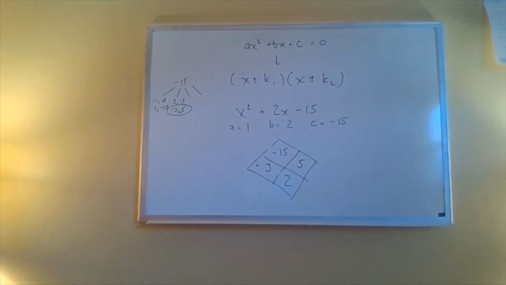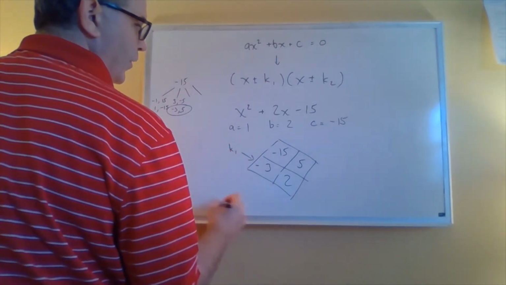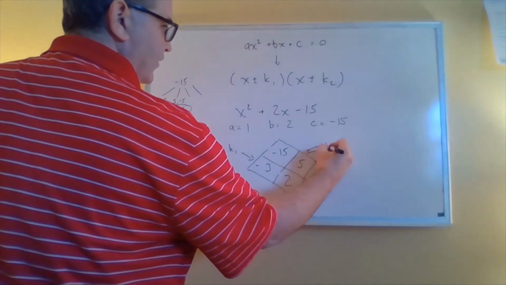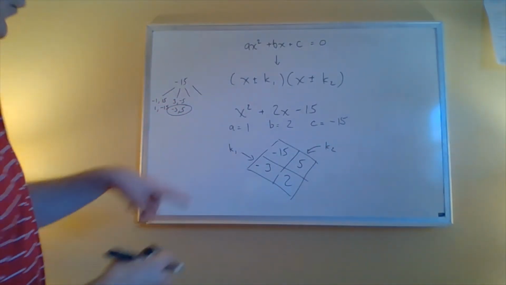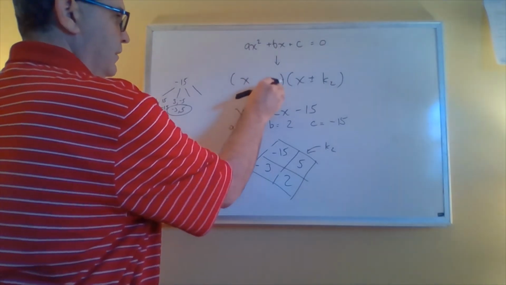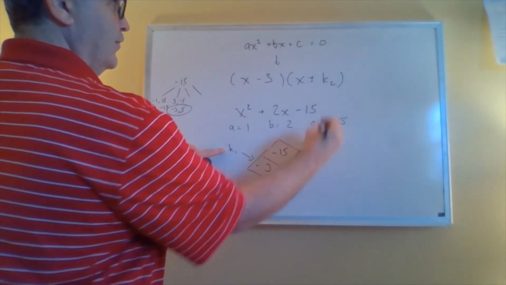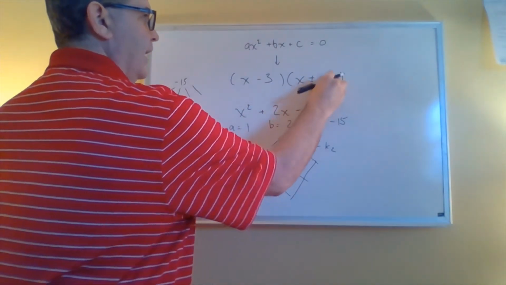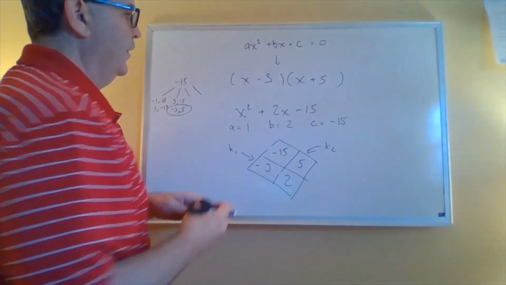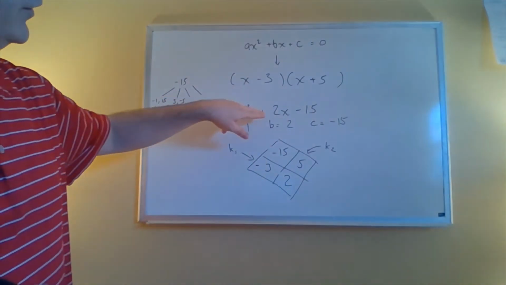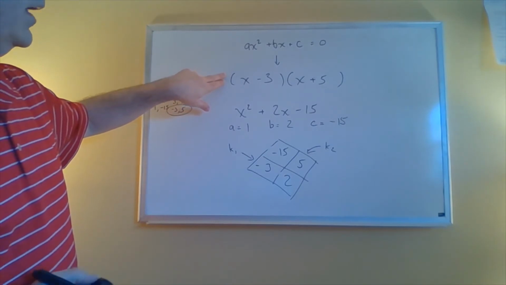And why do we complete this diamond problem like this? Because what we end up with is, this is our first number, K1, and that's our second number, K2. So when we factor this out, we're going to replace that with its sign. K1 is going to be a negative 3. K2 here is going to be a positive 5. So when we factor x squared plus 2x minus 15, we get x minus 3, x plus 5.